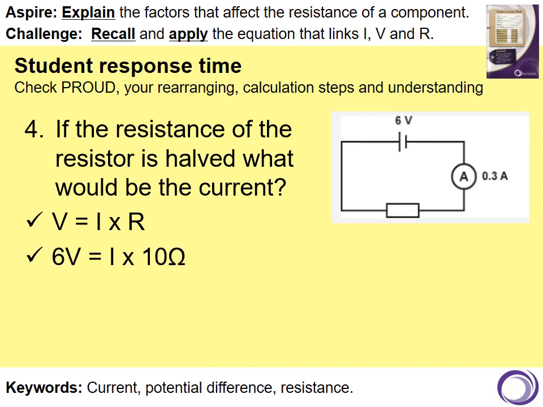So we've got 6 volts, and from our previous answer we knew we had 20 ohms. We've now halved that into 10 ohms. We rearrange the equation in order to make I the subject, so I equals V divided by R, 6 divided by 10 equals 0.6 amps. So if you halve the resistance, you're then going to double the current.